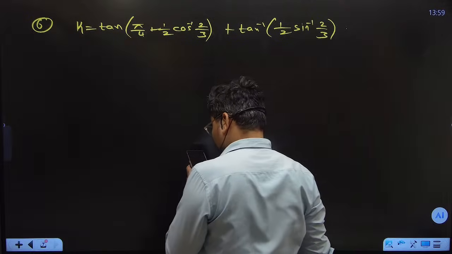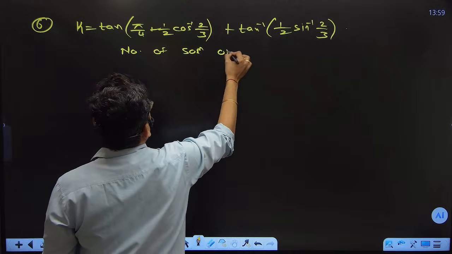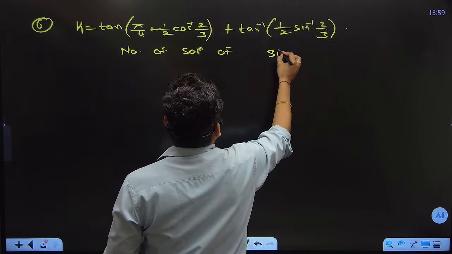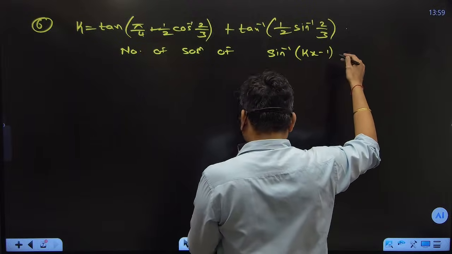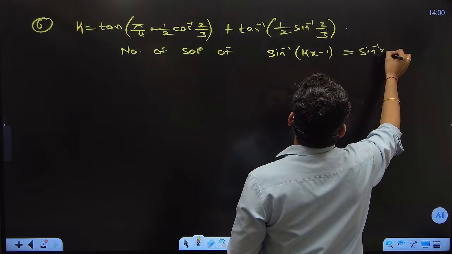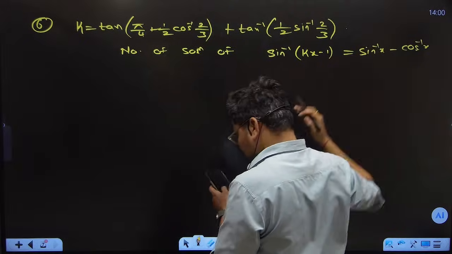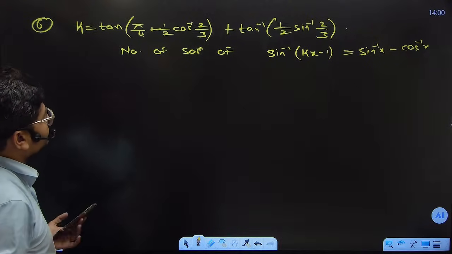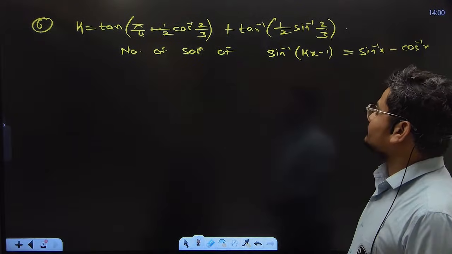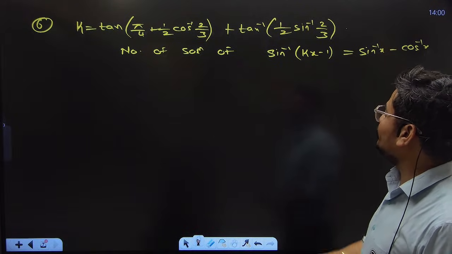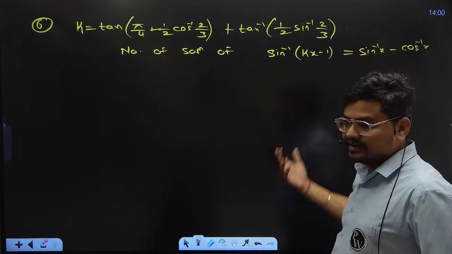They are asking you to calculate the number of solutions of sin inverse of kx minus 1 is equal to sin inverse of x, I think it's minus only, so let me take minus cos inverse of x. So I'll just give an idea about it. How do we proceed in this question? You have to first of all figure out the value of k, no doubt in that. Back substitute over here, and then you are going to solve an inverse trigonometry equation.